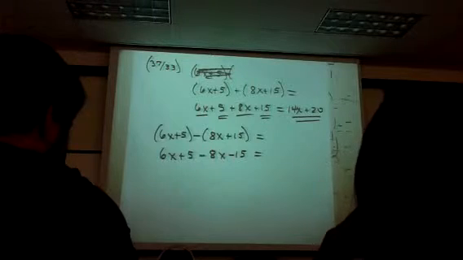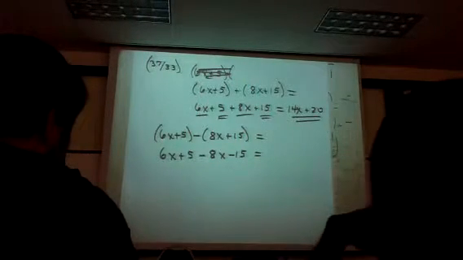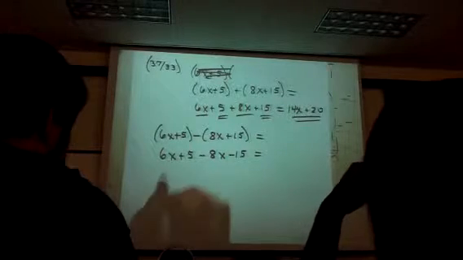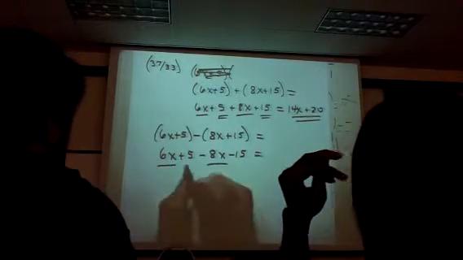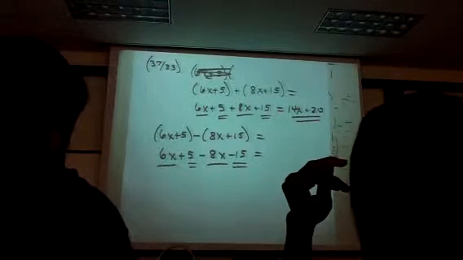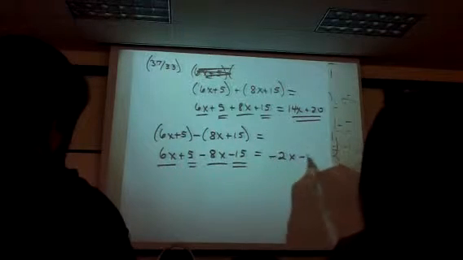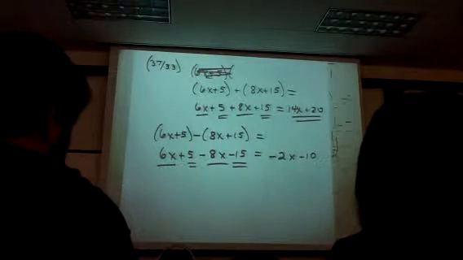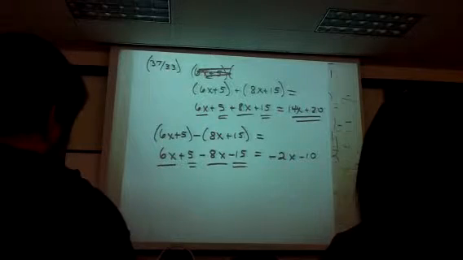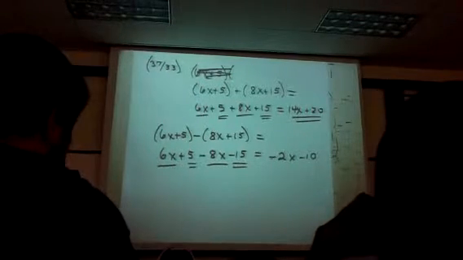Are you with me there? And once again, you're combining like terms. I like that one and I like that one, so they're like terms. Okay, so I get negative 2x, and I get minus 10. Somebody want to ask you a question about negative 2x minus 10? Something nagging anybody? What's nagging?